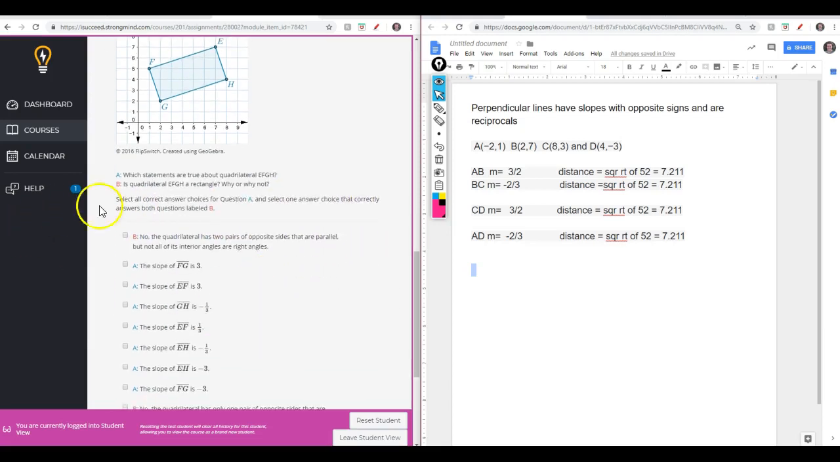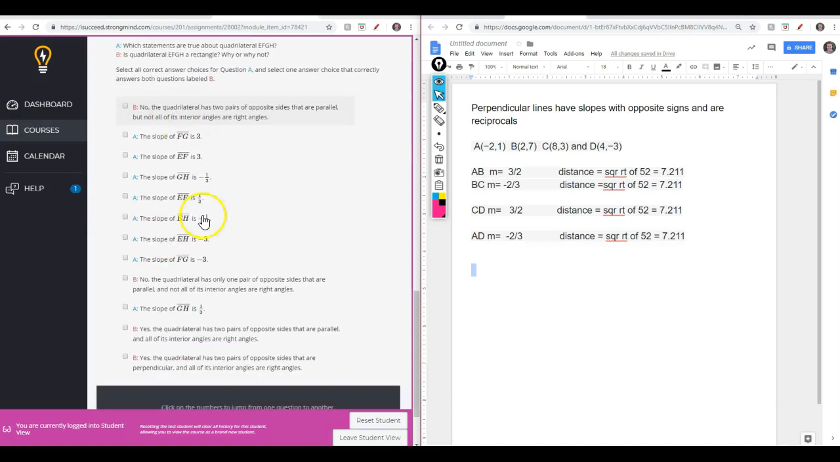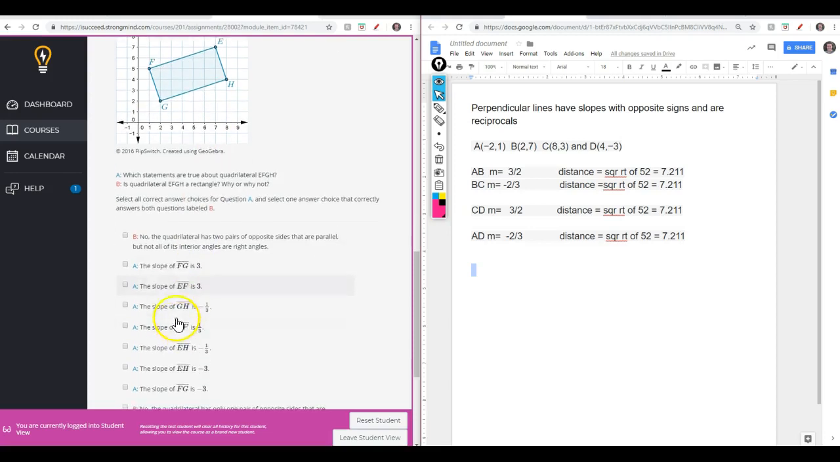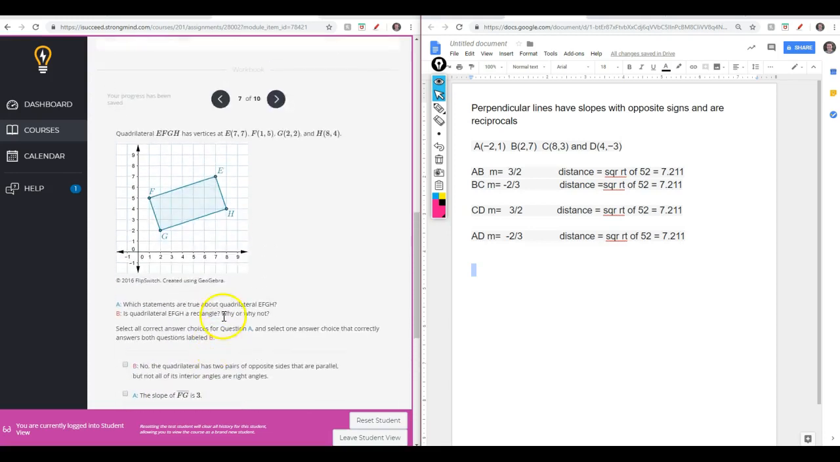So if I didn't know what made a rectangle, I would just check through what they're giving in B's. I'm noticing that in the options for B, the quadrilateral has two pairs of opposite sides that are parallel, but not all of its interior angles are right angles, or the opposite sides that are parallel. So it's looking like they want to know that if these opposite sides are parallel and that these angles are 90 degrees, which we can all find out through slopes, which is what they're asking for in question A.